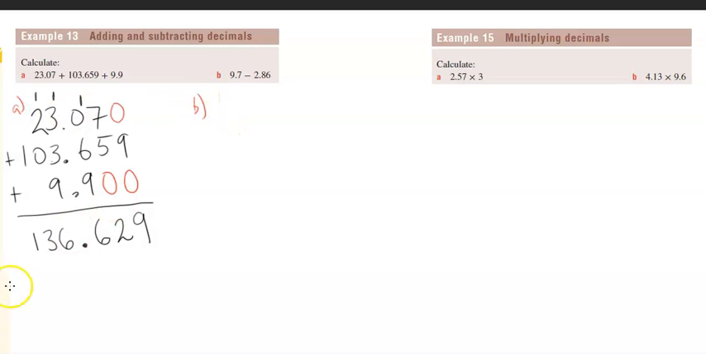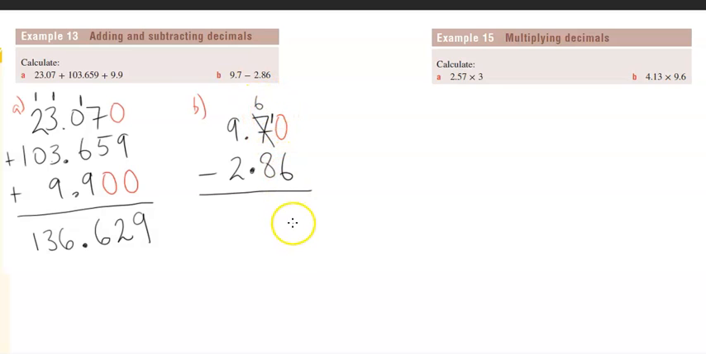For subtracting, we're doing 9.7. And we're going to take away, now the decimal point lines up here, 2.86. To compensate, because of the 0.86, let's put a 0 here. And now we can go ahead and do the subtraction. Okay, 0 take away 6 we can't do, so we've got to borrow 1 from here to make this a 10, reducing this 7 down to a 6. Now we have 10 minus 6 gives me 4.